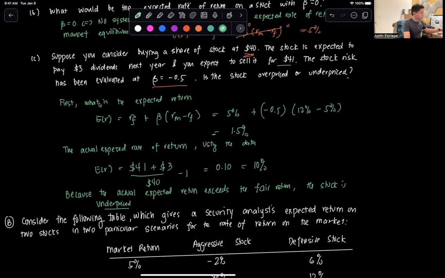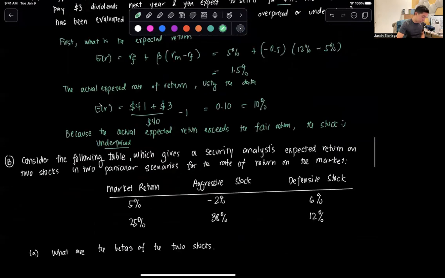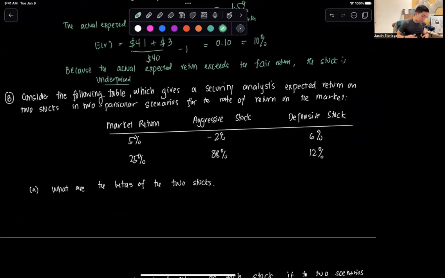So where do we go from here? We're going to go to the next problem. Suppose we have the following table below. In this table, we have two states of the world: a market return state of 5%, and a market return state of 25%. We are given two stocks, an aggressive stock and a defensive stock. The aggressive stock at the 5% market return has a return of negative 2%. The defensive stock is 6%.